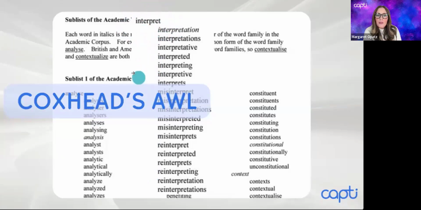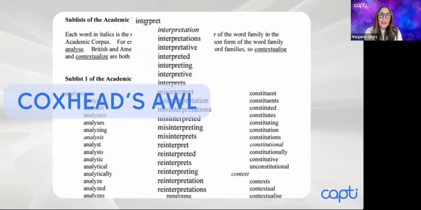You could use this type of list to really support students in looking at how we change that base word, interpret, by adding either prefixes or suffixes to it. And you can see the list for interpret goes on for quite a ways here. So by helping students conceptualize how broad interpret goes based off of all of these different meanings will be really helpful for them.